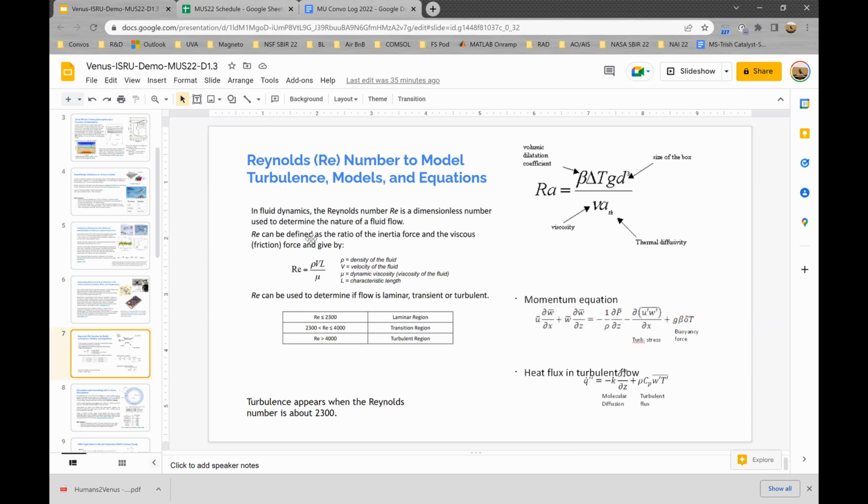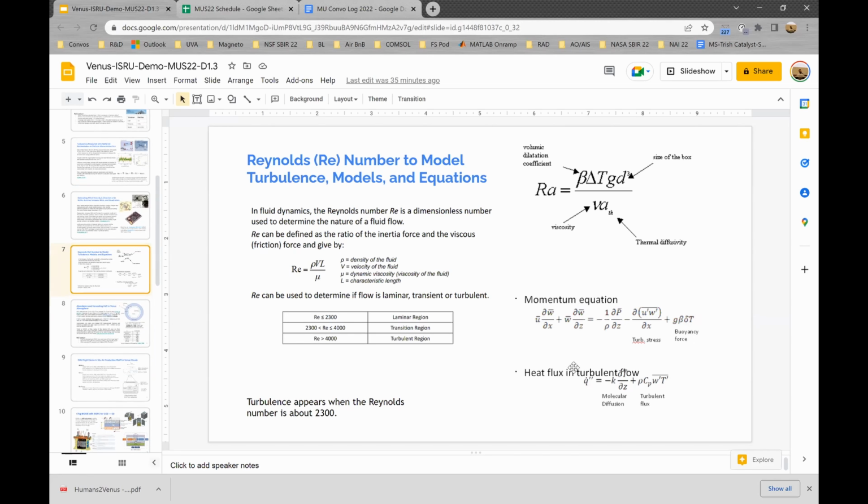And then here's the Rayleigh number as well, to help us quantify the Rayleigh number in terms of the fluids and viscosity, and how turbulence relates to momentum and heat flux as well with these equations.